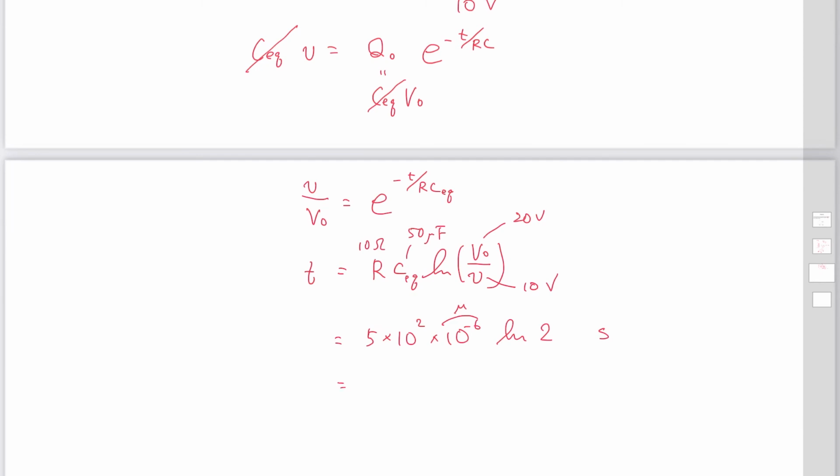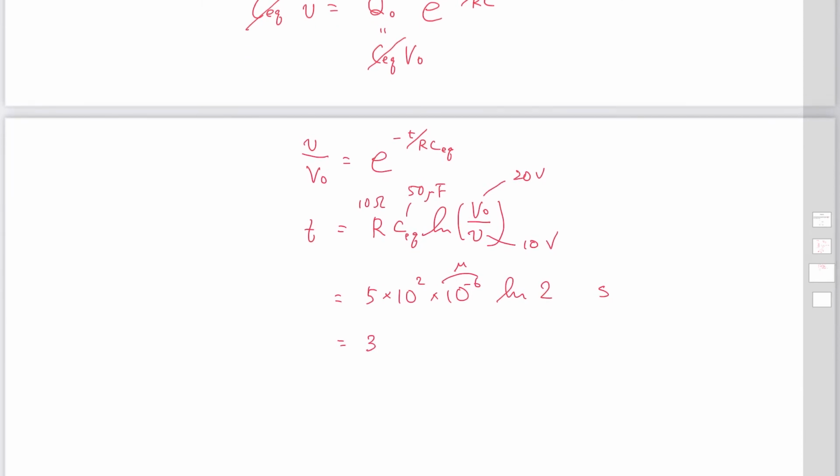Then it becomes 3.465 times 10 to the minus 4 seconds. So expressing the answer with three significant figures, 3.47 times 10 to the minus 4 seconds. This is the answer to this practice.